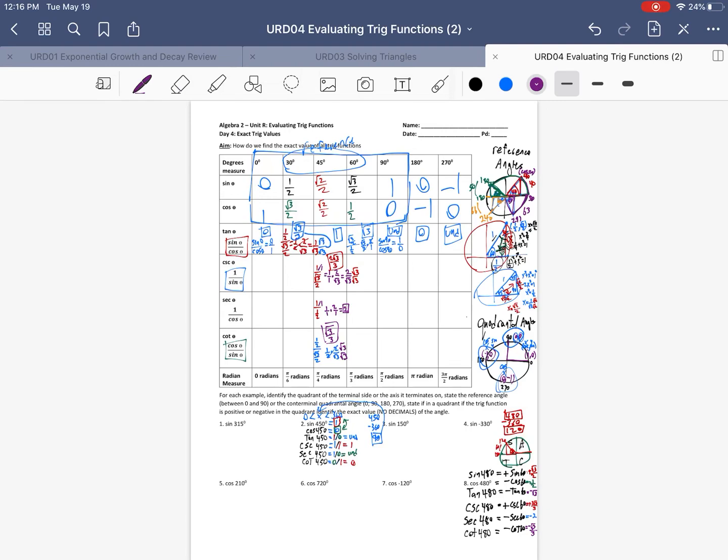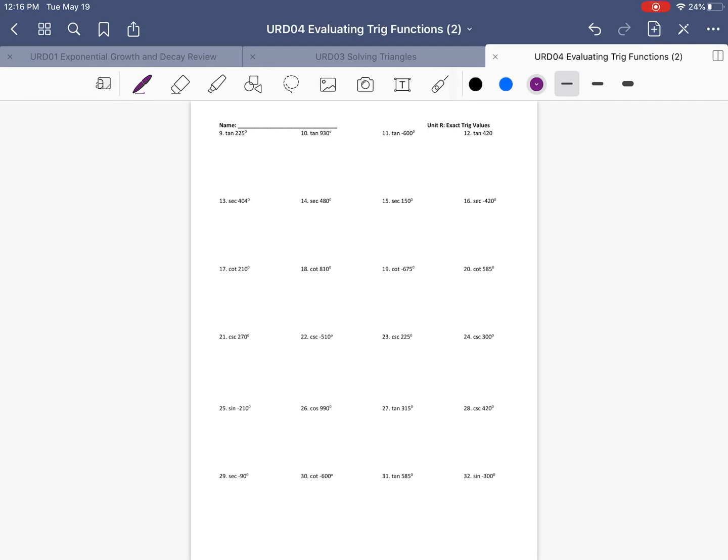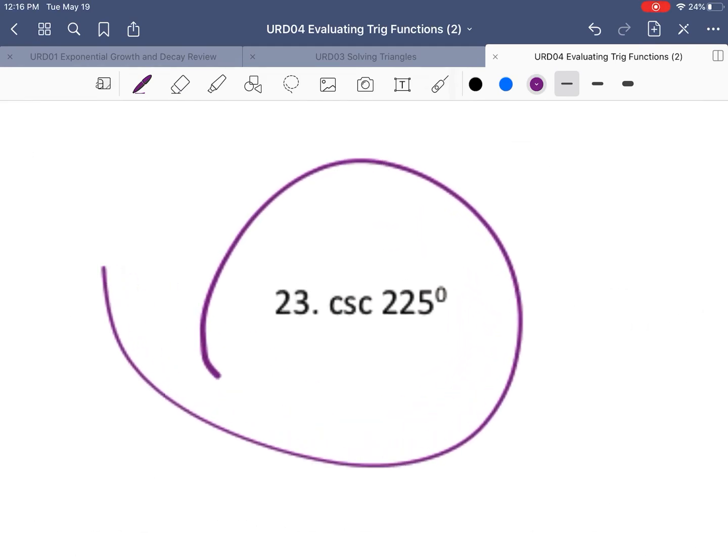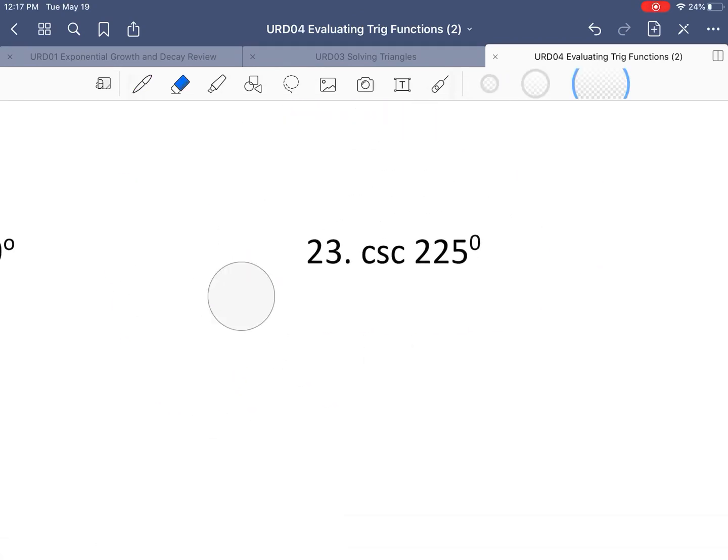All right, so hopefully this was helpful. I'll just pick another problem just for an example from the back. Eeny, meeny, miny, mo. Let's just do number 23 as an example.